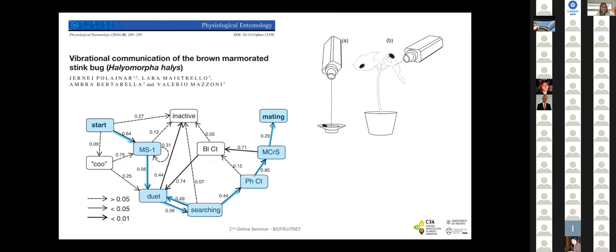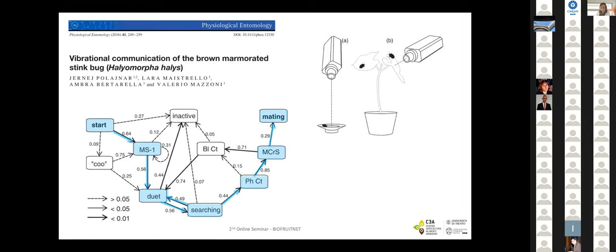Here, highlighted in blue, is the main path that a couple, a male and a female, usually follow to reach mating. At the beginning, the male and the female were on two different leaves of the plant, and the male started emitting the male signal, here indicated with MS1, to which the female replied with her own signal. And this started a duet where the male was alternating his calls with the female's calls.